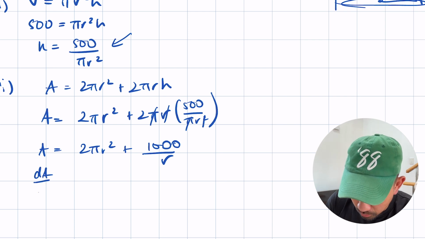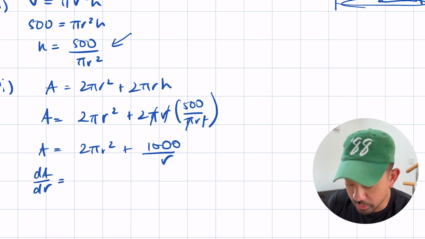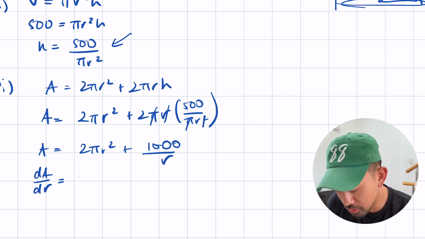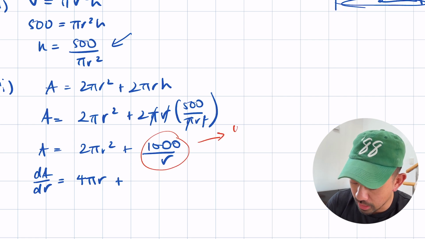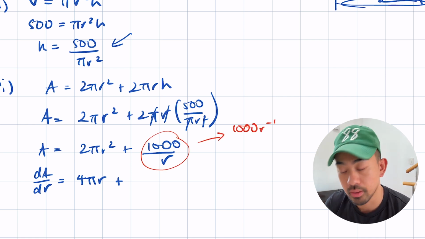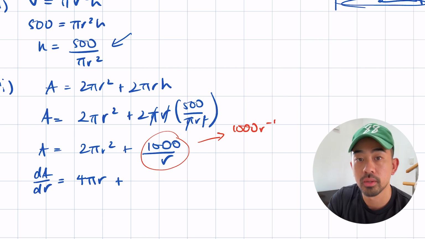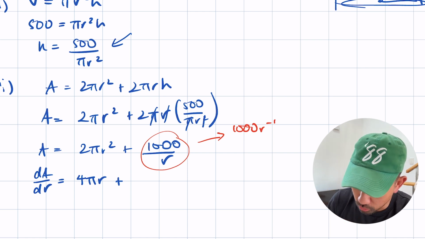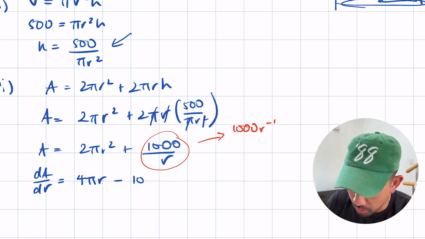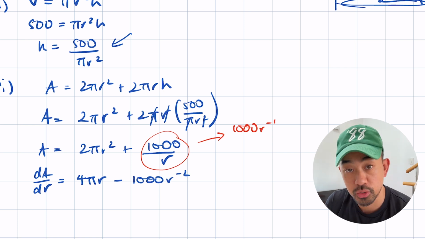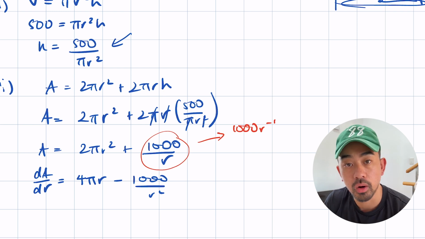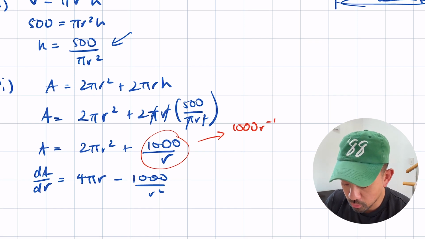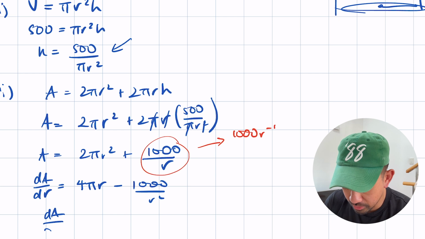So dA over dr. We're differentiating with respect to r, so we bring the 2 down. So 2 times 2 is 4 pi r plus. Now this term here, writing it in index form, is 1,000 r to the minus 1. So I bring the minus 1 down, and that's going to cause this to change to a negative. So 1,000 r to the minus 2. I'm just going to write that as 1,000 over r squared. Right? Now I need to solve for when dA over dr equals 0.